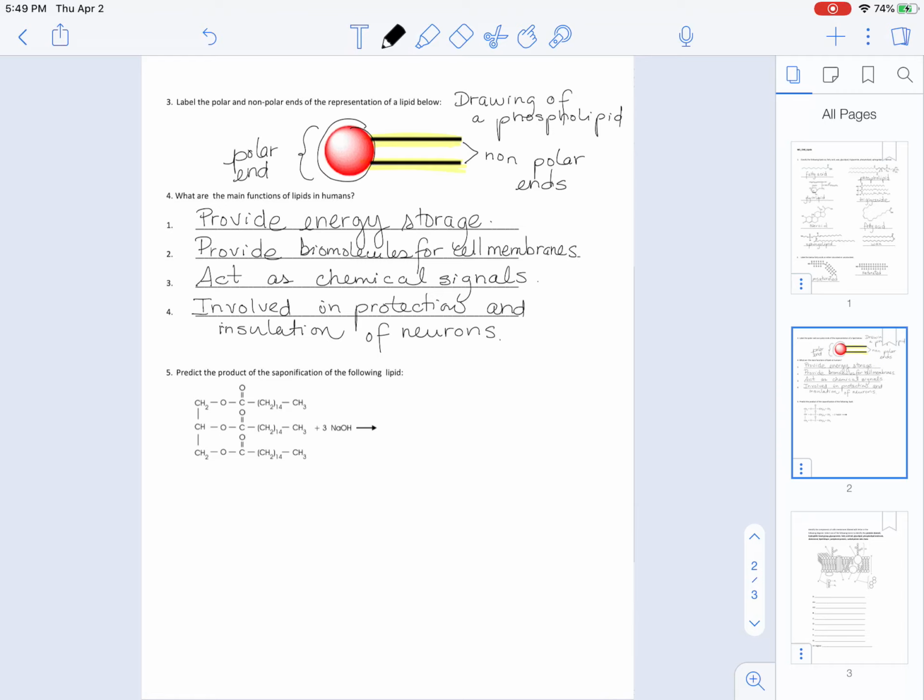Let's move on to item 5. In item 5, as you can see, we're going to be predicting the products of saponification. Saponification is when we take a triglyceride and, under basic conditions, hydrolyze it. The hydrolysis of a triglyceride produces, and I'm writing the skeletal structures of my products, an alcohol, in this case glycerol, and it also produces a carboxylate.